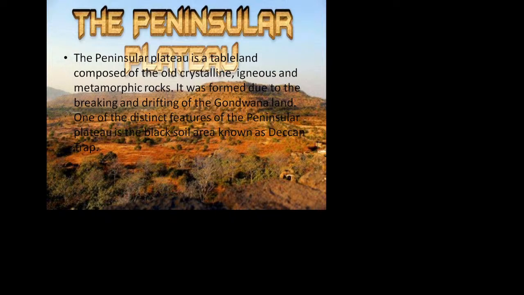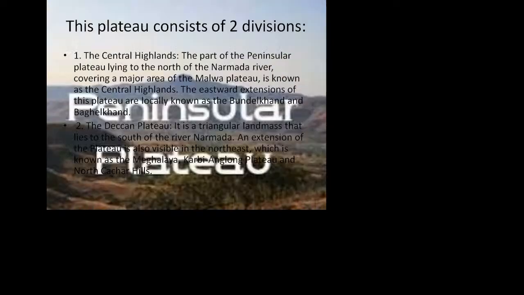Then my next topic is the Peninsular Plateau. The Peninsular Plateau is a tableland composed of old crystalline, igneous and metamorphic rocks. It was formed due to the breaking and drifting of the Gondwana land. One of the distinct features of the Peninsular Plateau is the black soil, and that's why it is known as Deccan.